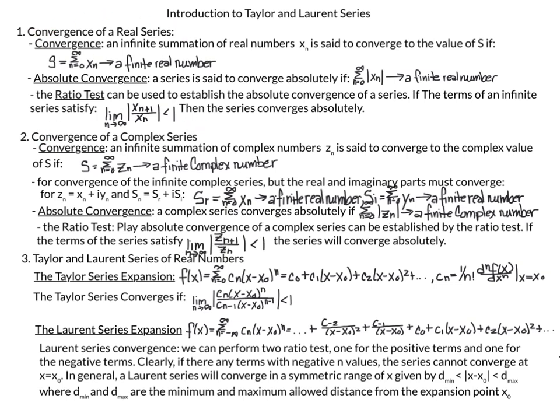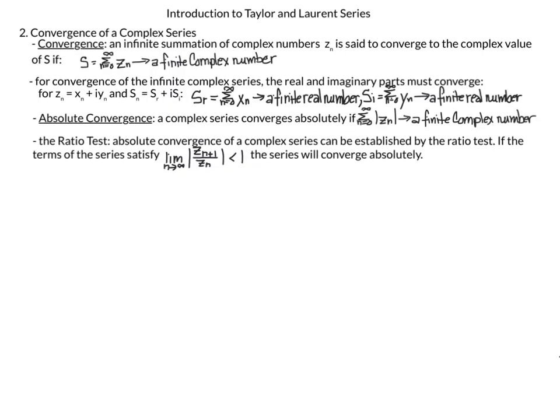So now we can talk about convergence of a complex series, which is very similar to convergence of a real series. But for a complex series, again, we define convergence. An infinite summation of complex numbers Zn is said to converge to the complex value of capital S if S is equal to the sum from n equals 0 to infinity of Zn approaches a finite complex number. And for convergence of an infinite complex series, the real and imaginary parts must converge.